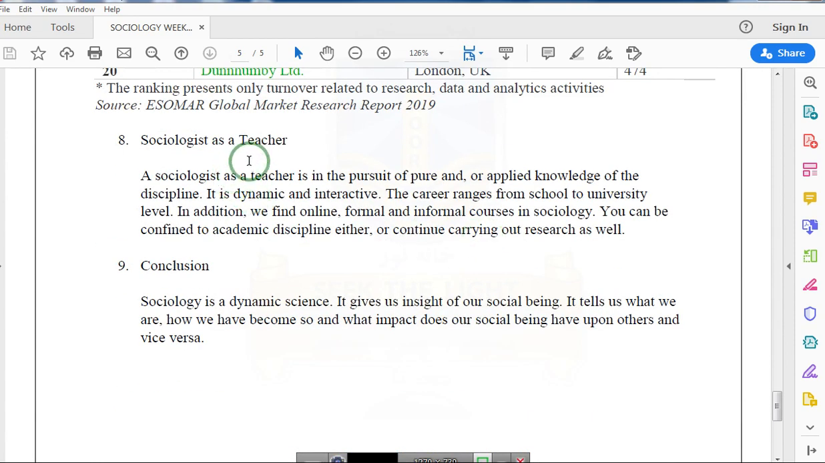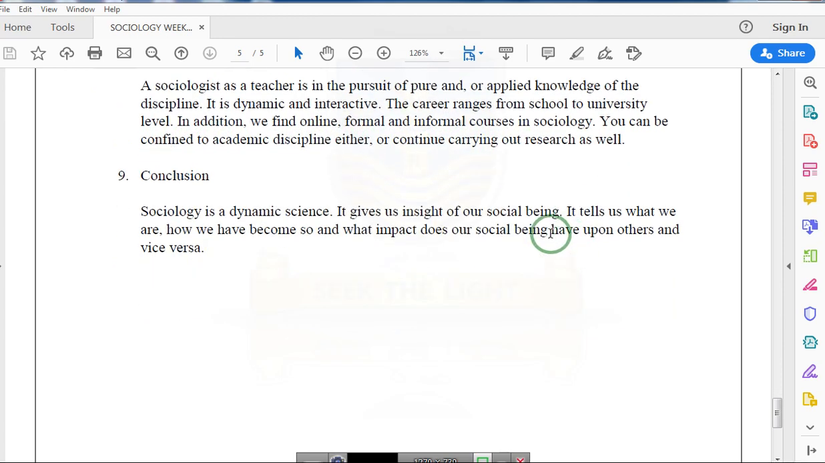Sociologist as a teacher. A sociologist as a teacher is in the pursuit of pure and or applied knowledge of the discipline. It is dynamic and interactive. The career ranges from school to university level. In addition, we find online, formal, and informal courses in sociology. You can be confined to the academic discipline or continue carrying out research as well.